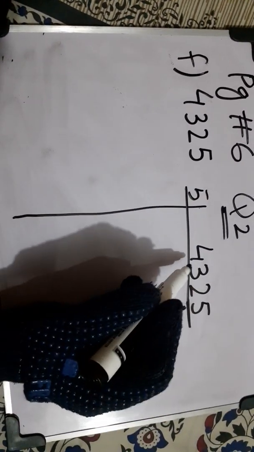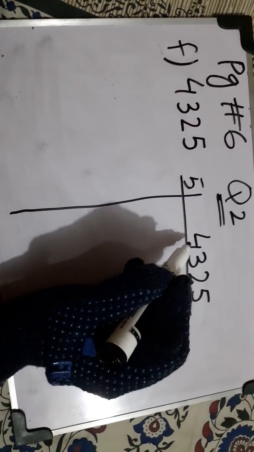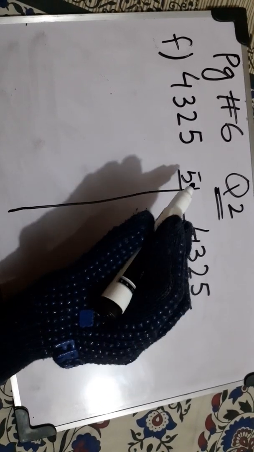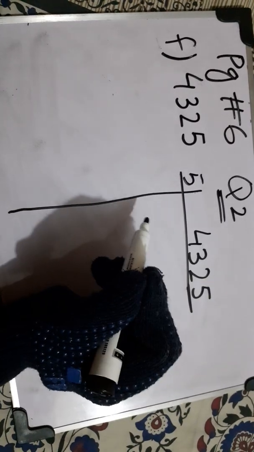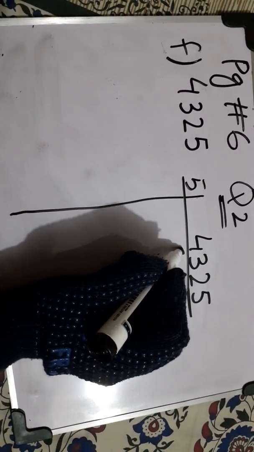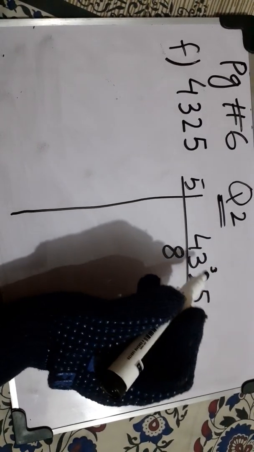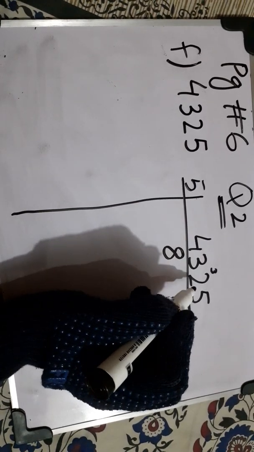Okay, so first we will take 4, but 4 is smaller than 5, so we will take the whole 43. Does 43 come in the table of 5? No. What number comes smaller than 43? 40. 5 8s are 40. 3 will go to 2, because 43 minus 40 is equal to 3.